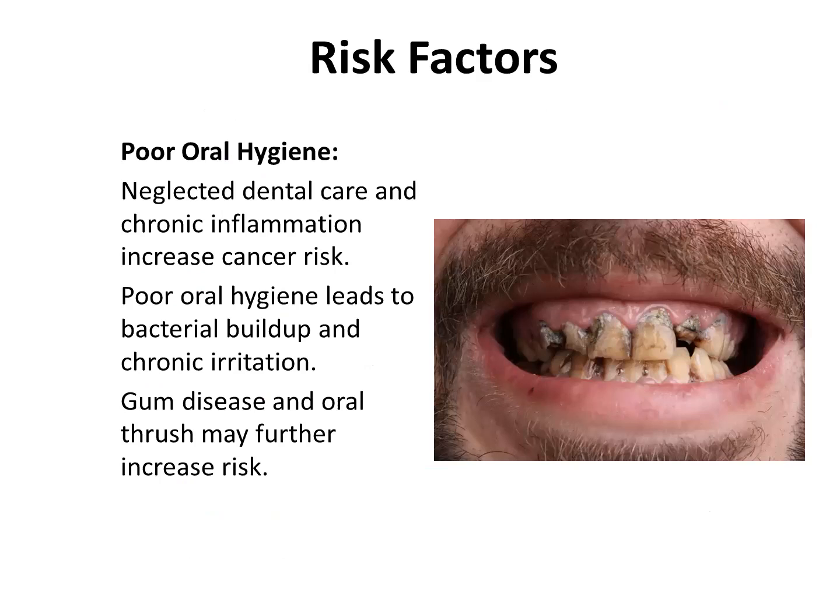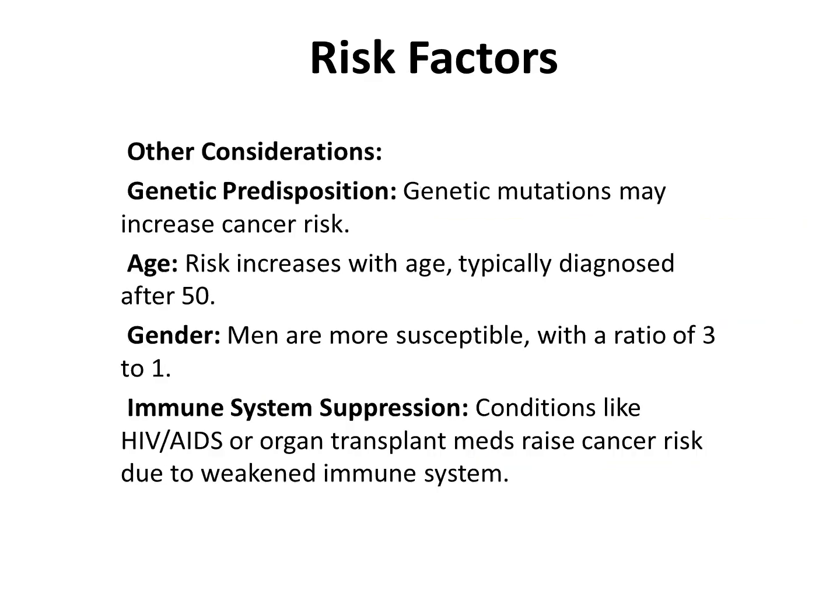Because if the alcohol consumption is used with these carcinogens, this can increase the risk of absorption of these carcinogens that includes BPA. Now, the fifth risk factor is the neglected dental care and chronic inflammation. Poor oral hygiene leads to bacterial buildup and chronic irritation, gum disease, and oral thrush may further increase the risk. Other risk factors include genetic predisposition, risk age, that is the age. This increases with age, typically diagnosed after 50. Gender: men are more susceptible with ratio of 3 to 1. Immune system suppression: conditions like HIV or organ transplant meds raise the cancer risk due to weakened immune systems.